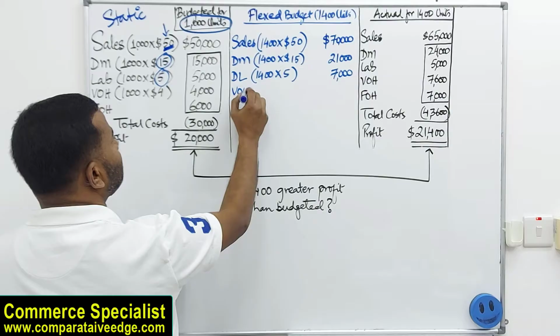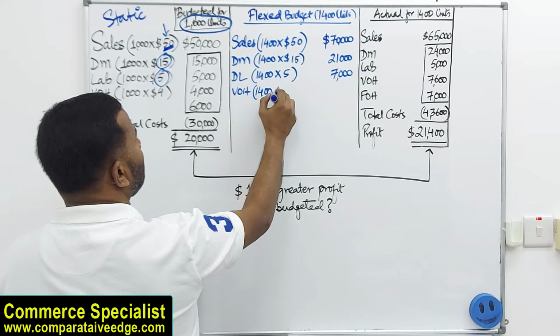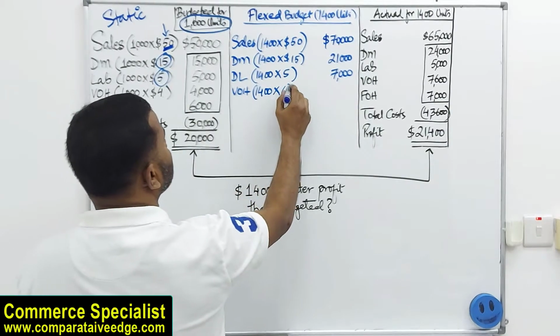Coming to variable overheads, 1,400 units are there. For each unit, the variable overhead is 4.